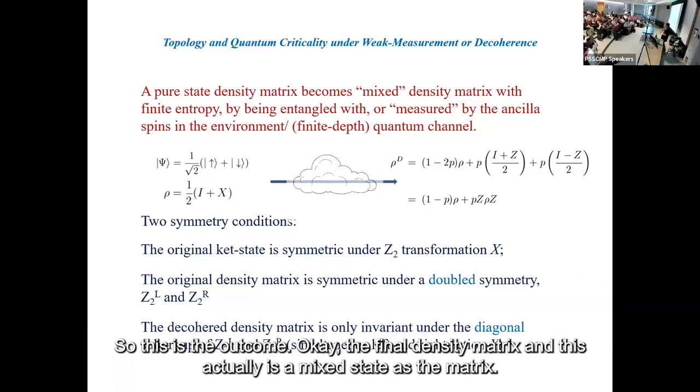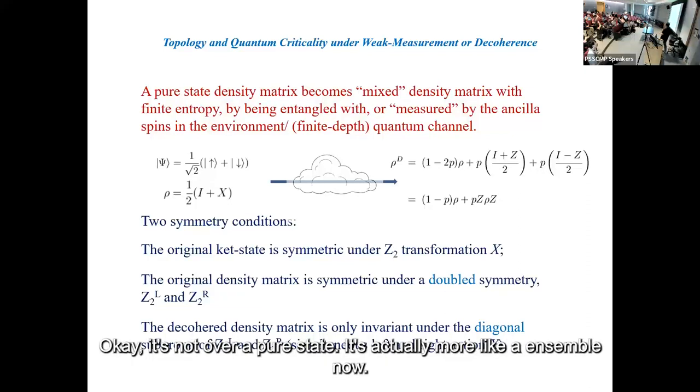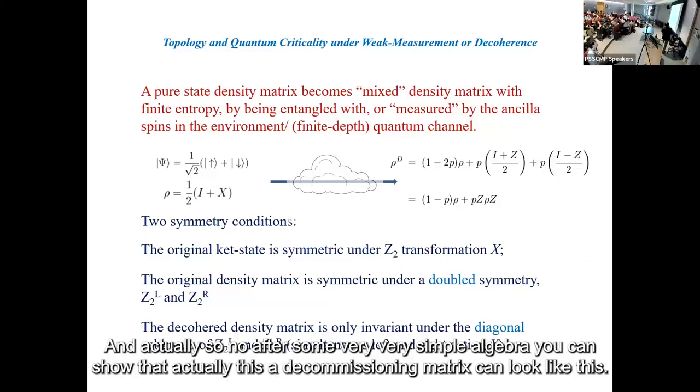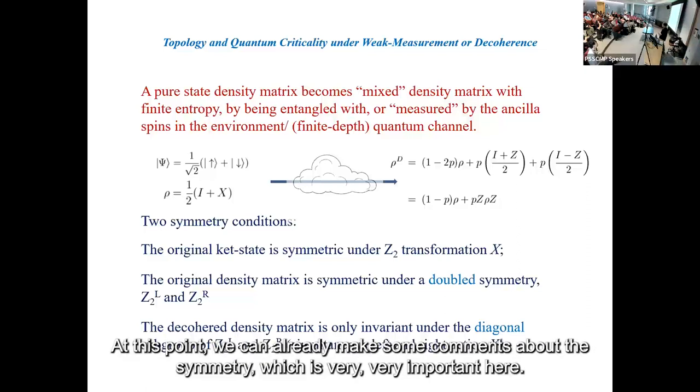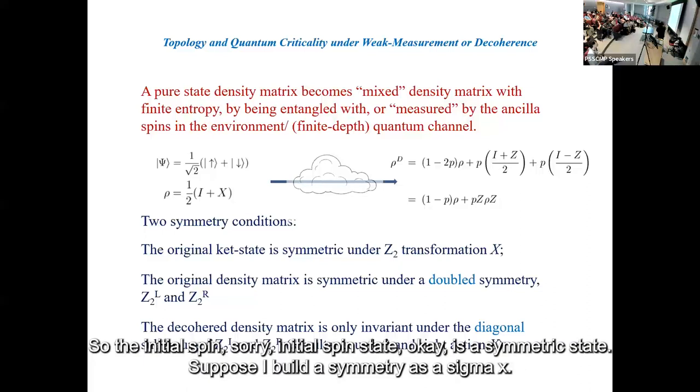And this actually is a mixed state density matrix. It's no longer a pure state. It's more like an ensemble now. After some very simple algebra, you can show that this decoherent density matrix can be reorganized into something like this. This is the simplest quantum channel. But at this point, we can already make some comments about the symmetry, which is very important here. The initial spin state is a symmetric state.